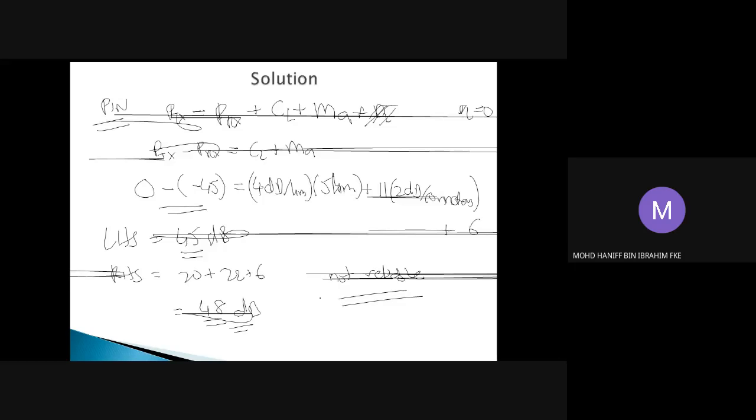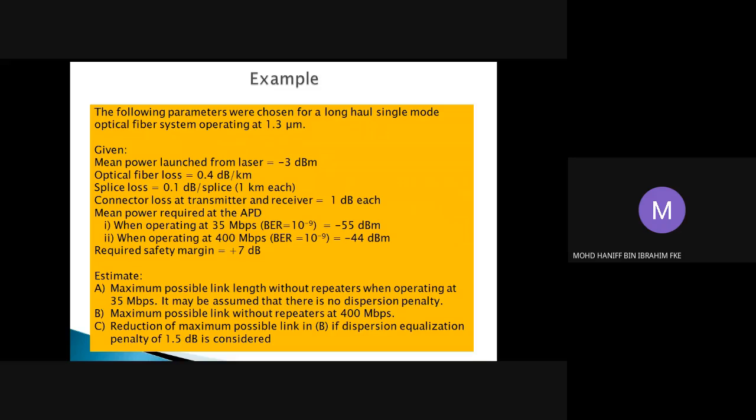Because from the calculation, we have obtained that the channel loss and the system margin value is higher as compared to the difference between the transmit power and receive power. So the pin photodiode cannot be used as your receiver because of this argument just now.